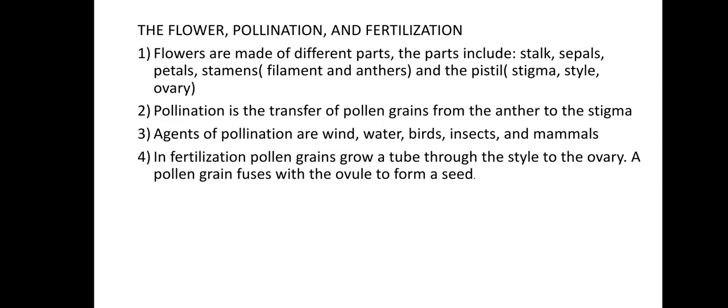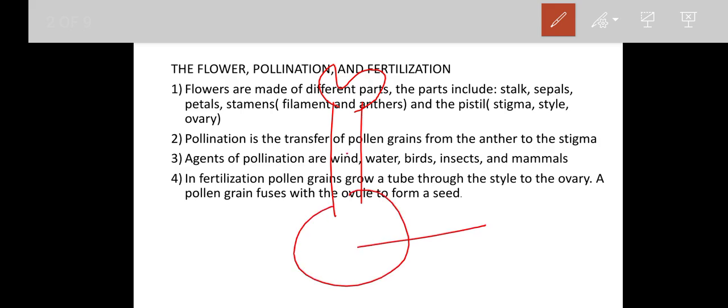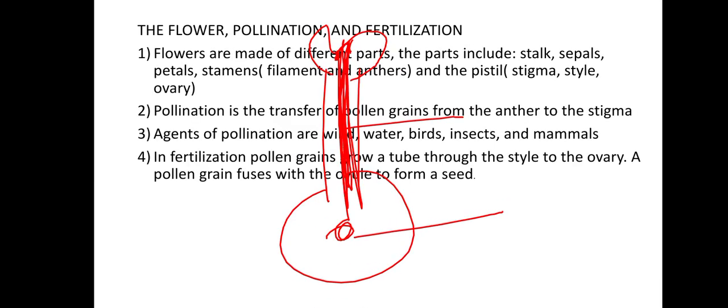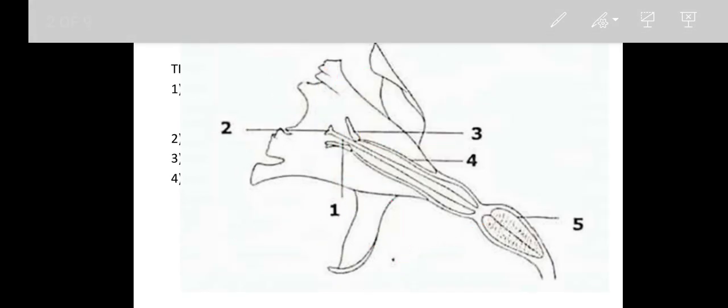In fertilization, pollen grains grow a tube through the style to the ovary. So during fertilization, this is the ovary, this is the style. So during fertilization, the pollen grains will develop a tube in the style, where the pollen grain will travel from the stigma to the ovary, where it fuses with the ovule to form the zygote. Let me erase that.